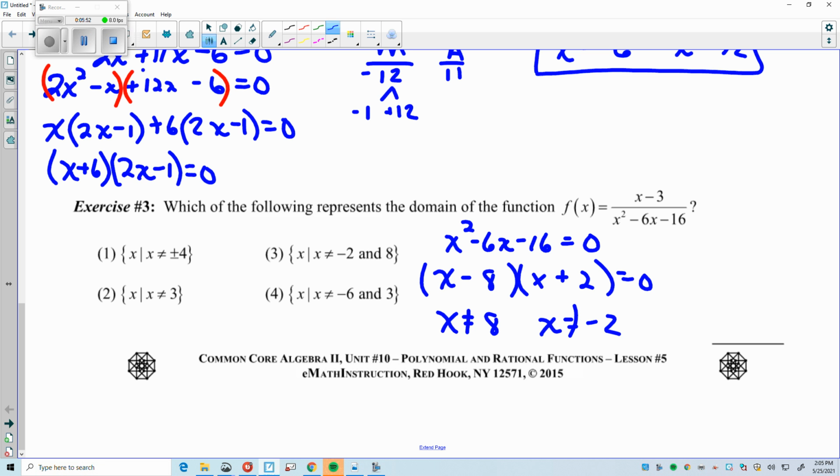Okay, so I would be looking for choice 3 here. If x is negative 2, I get a 0 in the denominator. I don't want that. If x is 8, again, I get a 0 in the denominator, and I don't want that.